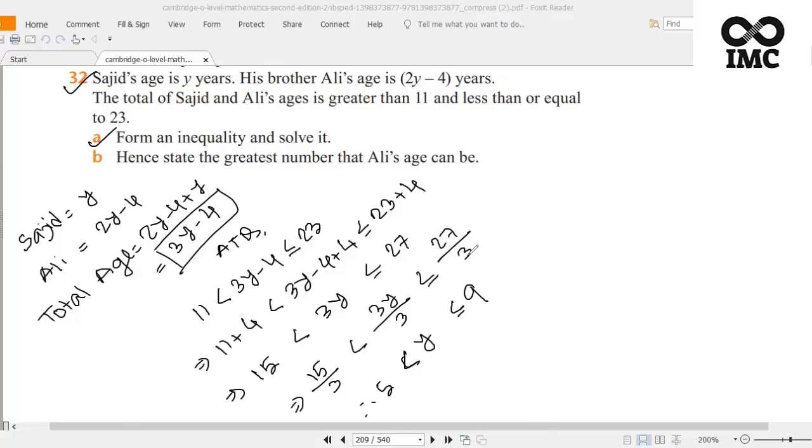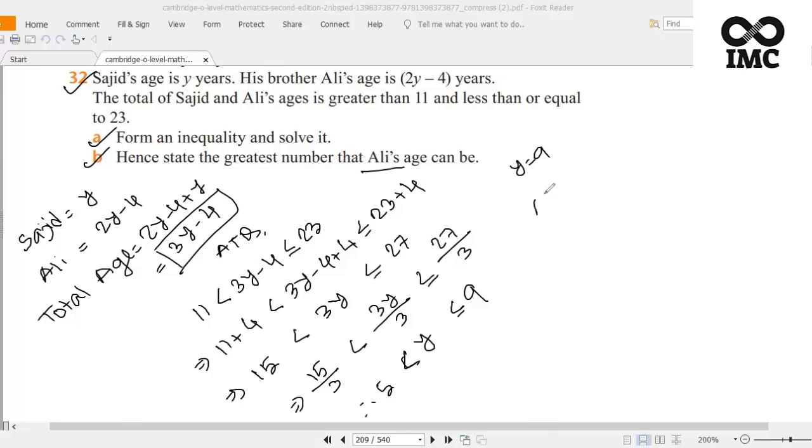Now the question says, hence state the greatest number that Ali's age can be. So here we can say that the greatest value of y is 9. So if y represents Sajid's age, Sajid's maximum age will be 9 years. If we take y equal to 9, that means Sajid's maximum age, then we can also find out the maximum age of Ali.